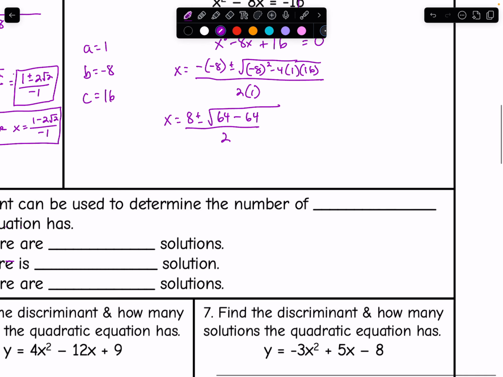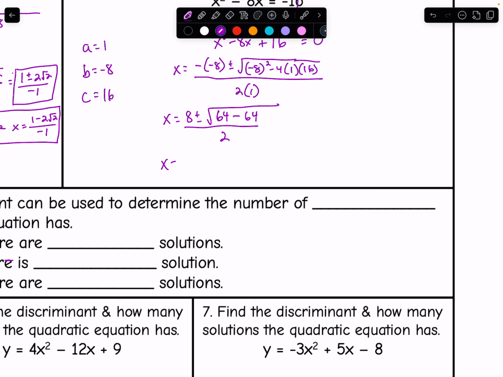So now when I do this, I get x equals 8 plus or minus the square root of 0 over 2. And the square root of 0 is 0, so I get x equals 8 plus or minus 0 over 2. Remember I said sometimes you only get one answer? This would be one of those times. I only get 8 over 2, which reduces to x equals 4.